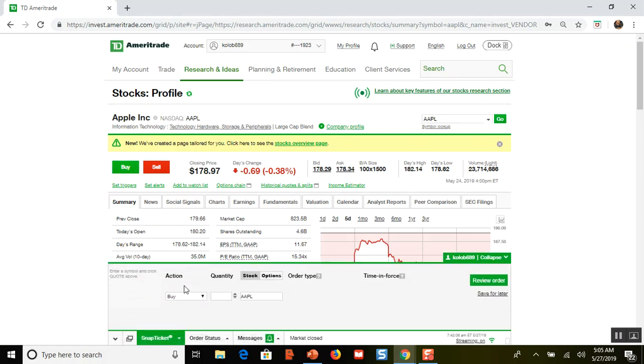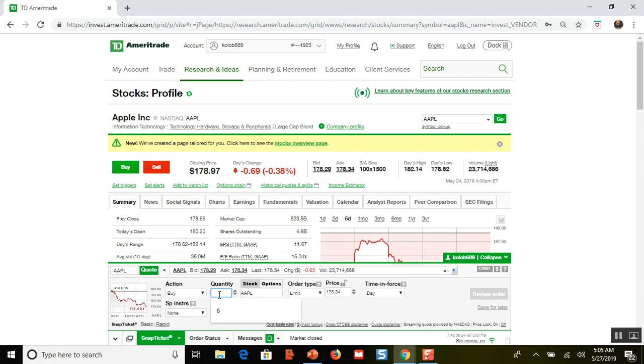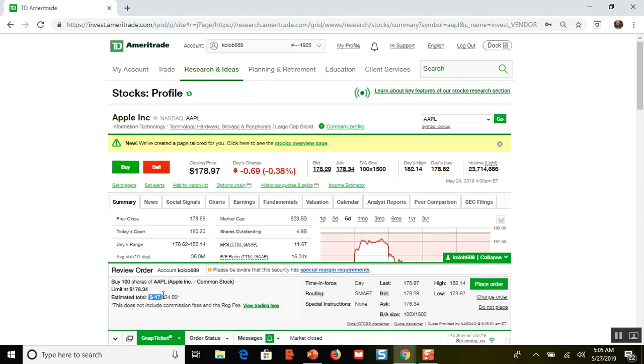We'll click on the buy button like this and put in 100 for quantity. And then we click the review order button like that. And there it is right there. It's going to cost you $17,834, and the bid is $178.29. The ask is $178.34, so it's giving you the ask.